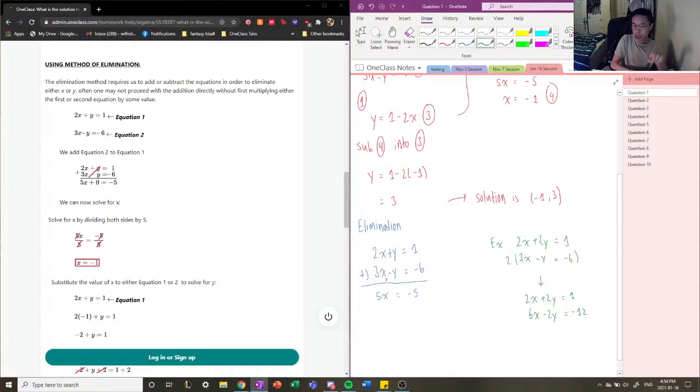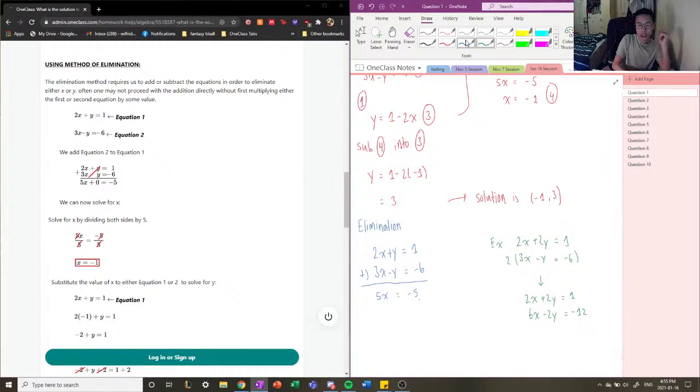But here I recognized that the y variable is easily eliminated, so that's the one that I want to eliminate, okay? So whenever using the elimination technique, always recognize and identify which variable is easier to eliminate. Is it the x variable or the y variable? And by doing that, you save yourself a huge headache of trying to multiply or divide by constants, okay?